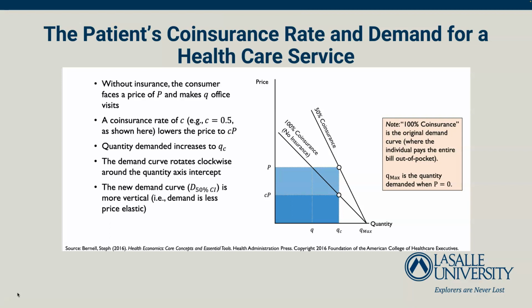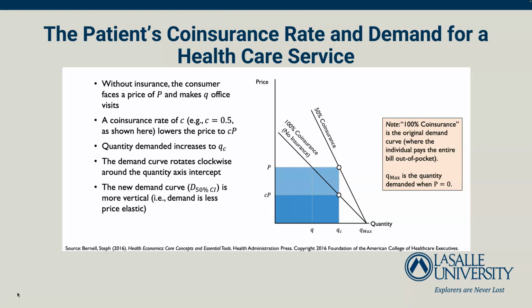So a coinsurance rate of C, shown here, say C of 0.5, lowers the price paid out of pocket by the patient to C times P. So they're now facing a lower price, which has fallen from P to C times P, and quantity demanded rises accordingly from Q to QC. This is a movement along the original demand curve, the 100% coinsurance rate demand curve.